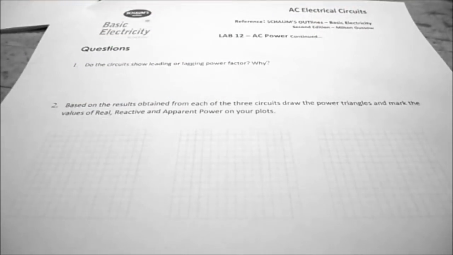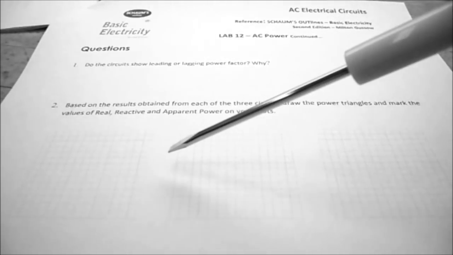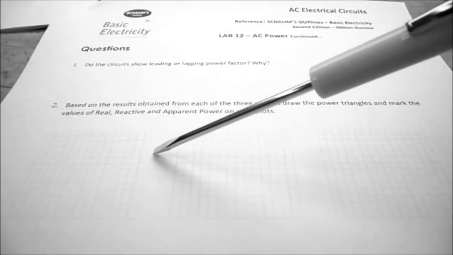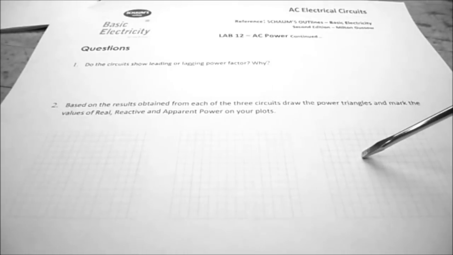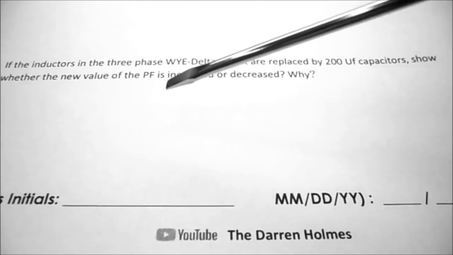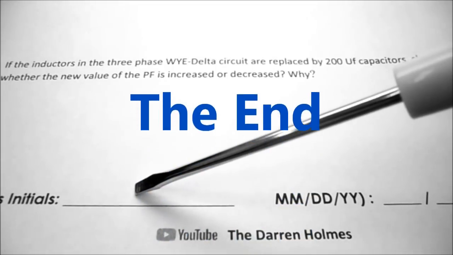On the last page of the lab, we have four questions to be answered. I've also included some graphs so that you can draw in your power triangles for question number 2. When you've completed your lab, remember to show it to your instructor so that they can initial it to indicate that it is complete.